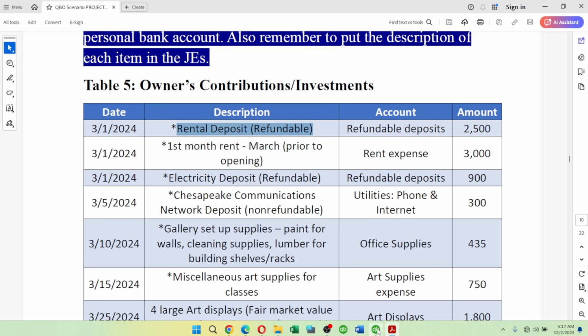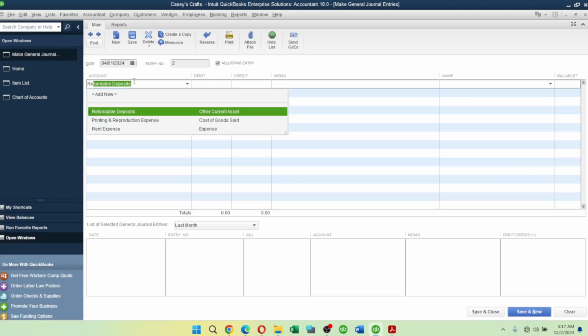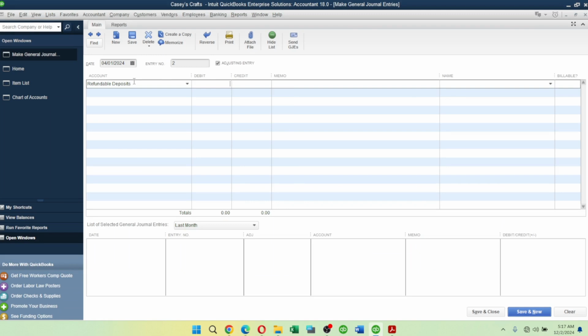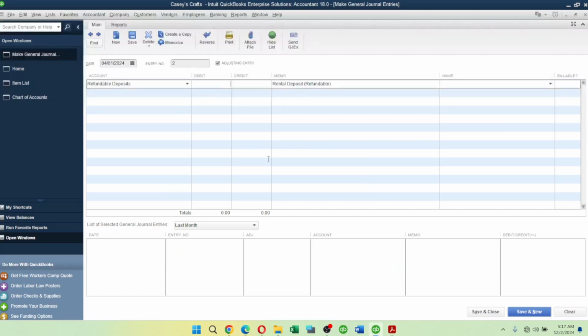So let's go ahead. Rental deposit. We have rental refundable deposit, which is the debit account. The description is this. What is the amount? The account you're depositing into is refundable deposit. So that's why I say you have to lay this out. It will be like a road map for you if you actually lay them out and spread them out like this. It will be easier for you to see.